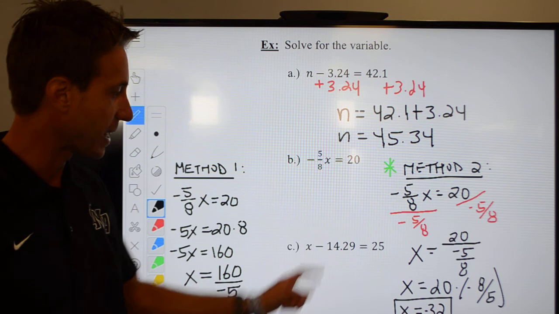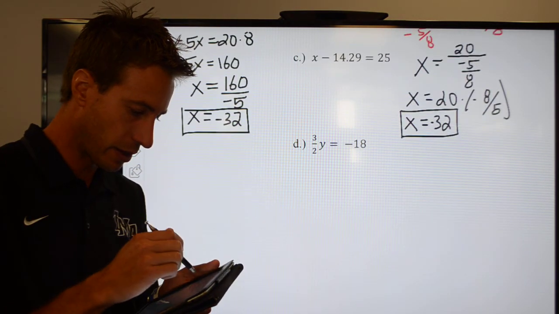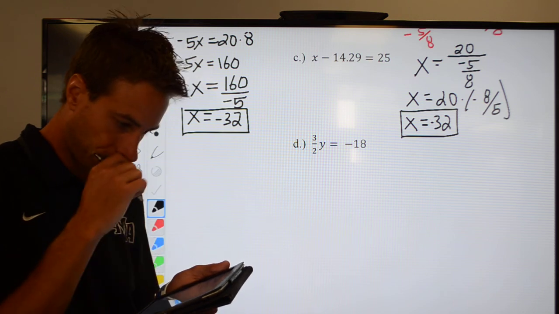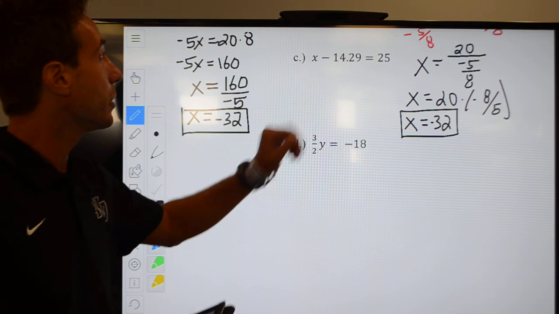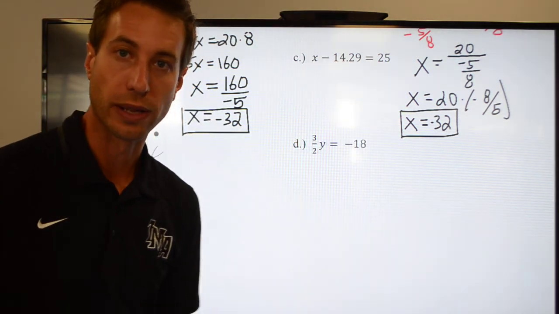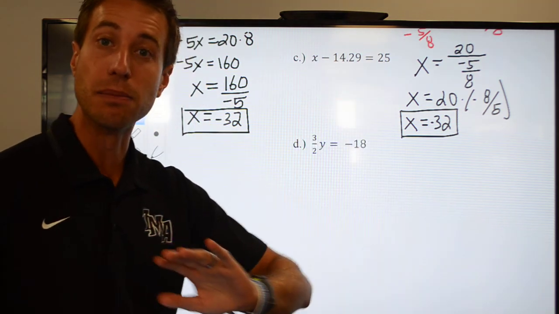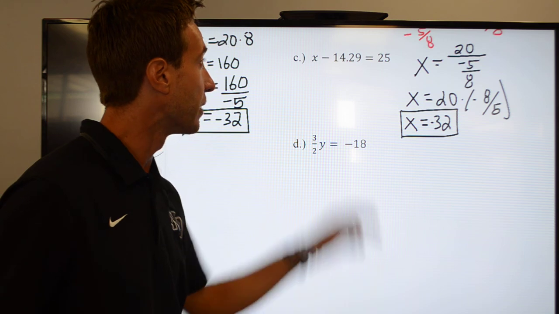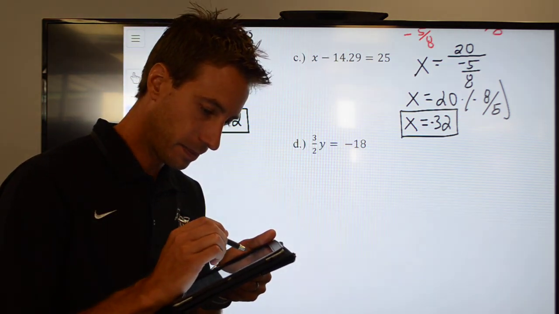I have plenty of space here because this is a really easy problem. Let me do it in a different color for you, though, so we don't get them mixed up. Let's go ahead. I got a red here. So what I've given you is x minus 14.29 equals 25. Well, since I'm subtracting 14.29 and I need to move it to the other side, I'll need to add 14.29 to both sides.